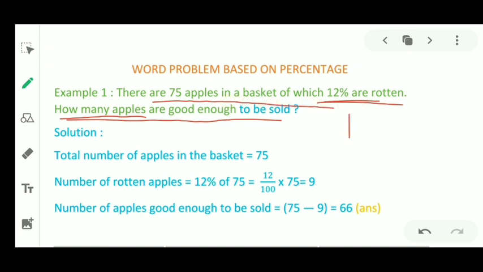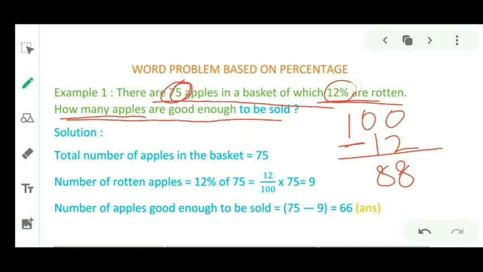If you have 100 apples, then 12 are rotten, which means 12 are not good to use. Then you have 88 good apples, but here we have 75 apples. So first we have to find 12% of 75 apples. The total number of apples in the basket is 75, and as per the question, 12% are rotten.